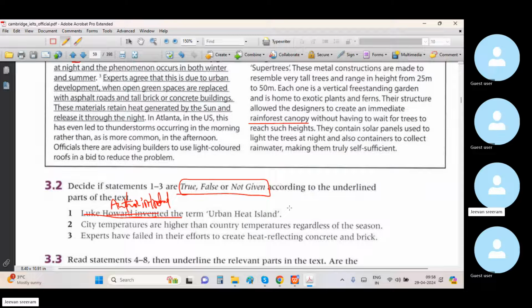It's not given? It is given, but the information is wrong. Yes, I understood, sir. It is given, but the information is wrong. Yes, sir. That's why the status is false.